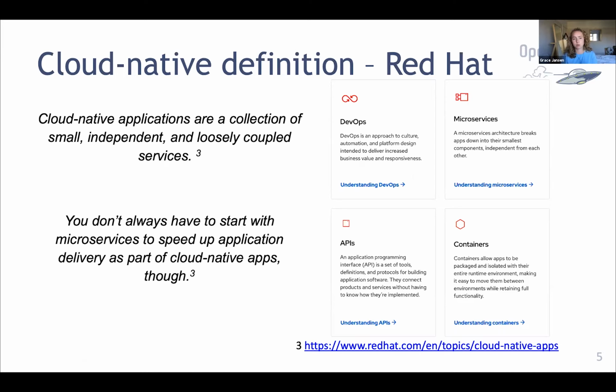Now, the interesting thing about Red Hat is that right at the very end of this definition document, there's a sentence that I've included. It's the second quote here. They say, you don't always have to start with microservices to speed up application delivery as part of cloud native apps. This is kind of important because although they state at the beginning and include microservices as a concept needed for cloud native, they make the statement that you don't have to use it 100% of the time, or perhaps the first time you're trying to move your application to be cloud native. So that was an interesting point I saw there.